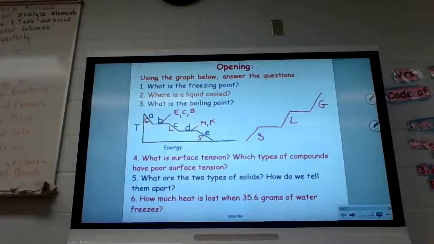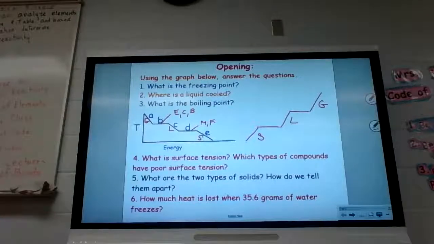Crystalline and amorphous. How do you tell them apart? What's a crystalline? It has a definite geometric shape, a definite melting point. I could use either of those on the test or quiz. For the amorphous, it has a random pattern, and it melts over a range of temperatures. I could use either of those.